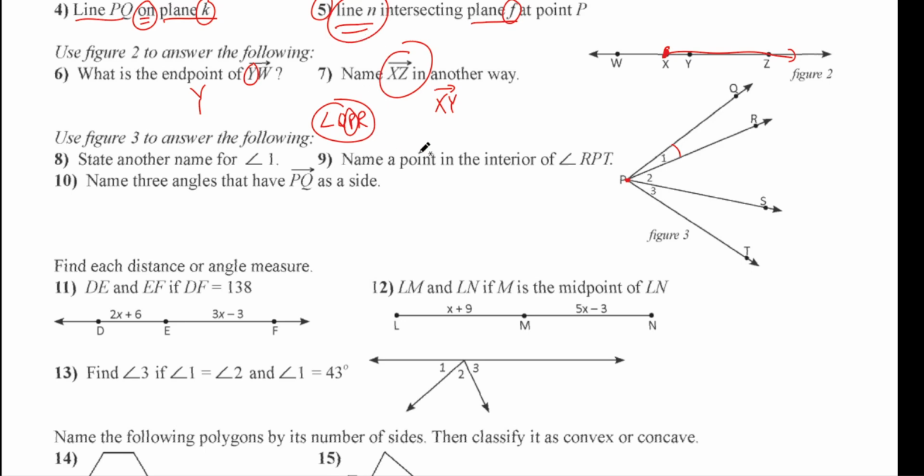We good? All right, look at this one. Name a point in the interior, which means inside, angle RPT. So you got to figure out where RPT is. Well, there's R, there's P, and there's T. So what angle am I looking at? I'm looking at that whole angle from there to there. Everybody see that? So that's angle RPT. Start at R, go to P, go to T. That's this whole angle that I just marked right there. Let's get rid of this little angle 1 thing. All right? So it says name a point that's in the interior of it.